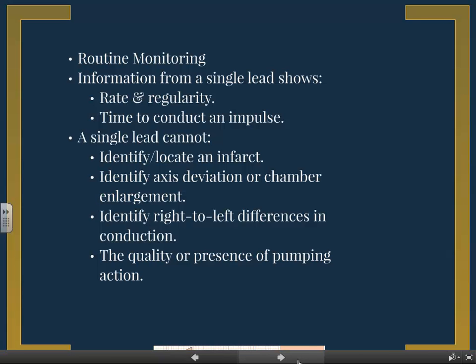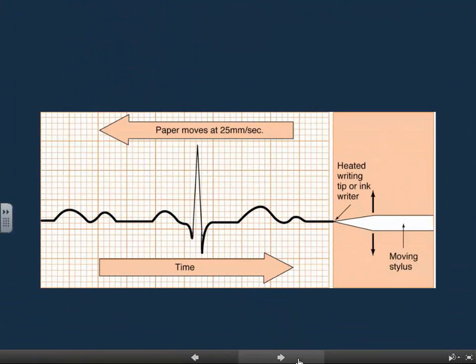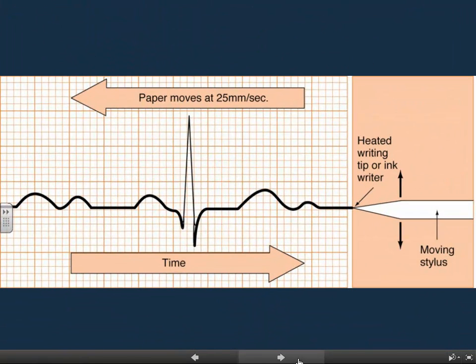Well, let's talk about that after a while. Let's just move forward with that, and then we'll get into axis deviation. I'd rather stay on something that we're all kind of keen on. It doesn't identify right to left differences in cardiac conduction. Again, it just looks at that same area, and it can't really tell you the presence of conducting action.